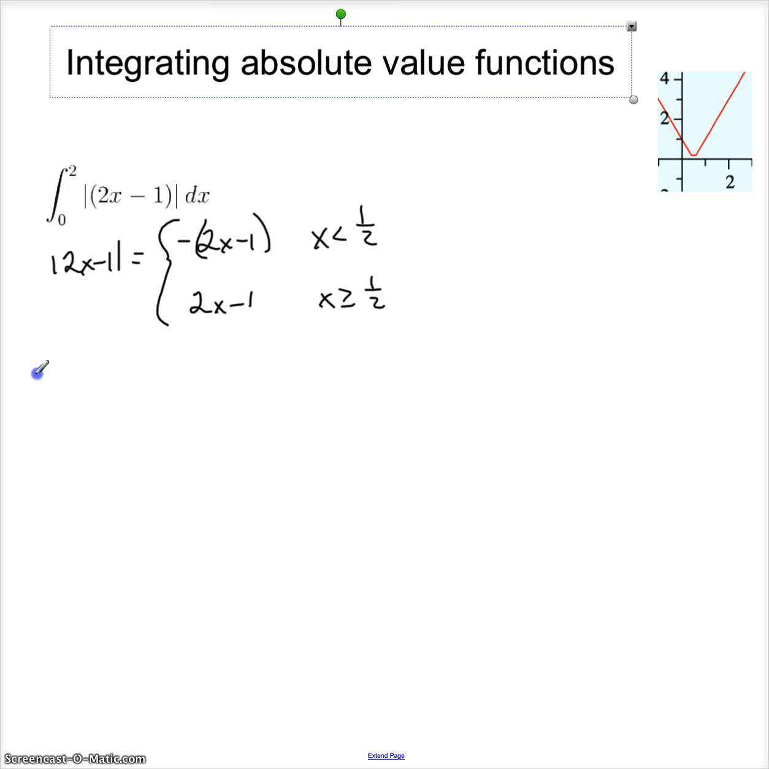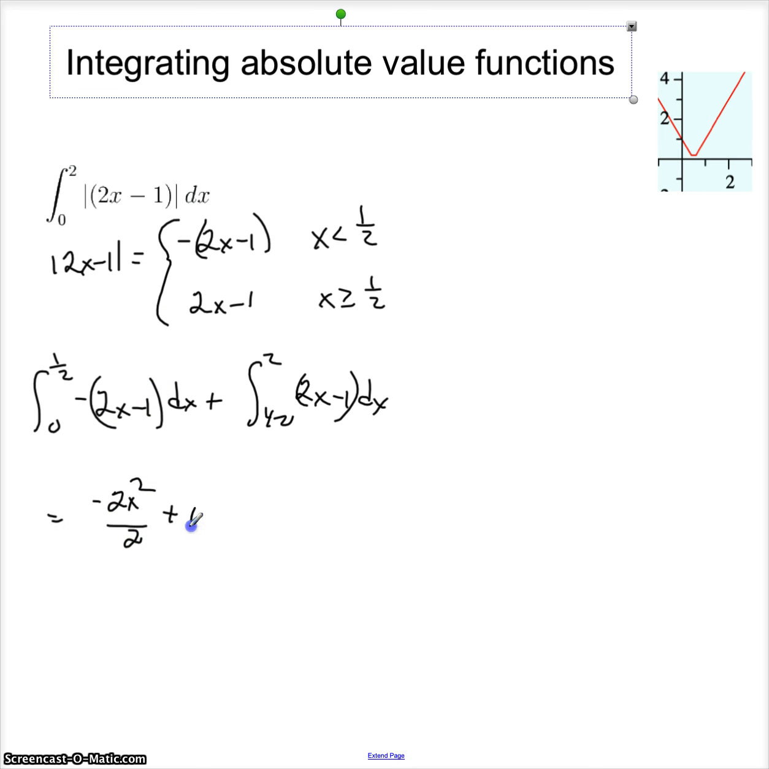So you just take this and you break it into the integral from 0 to 1/2 of negative 2x plus 1 dx, and you add to that the integral from 1/2 to my final limit, which is 2, of 2x minus 1 dx. So you just break it up. This becomes minus 2x squared over 2, plus 1x, evaluated at 0 and 1/2, plus 2x squared over 2 minus x, evaluated at 2 and 1/2. Now you plug your numbers in.